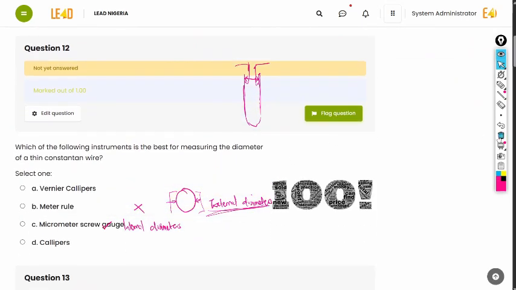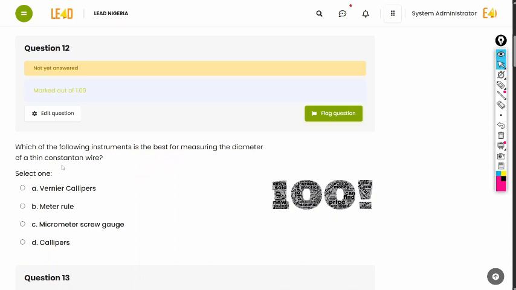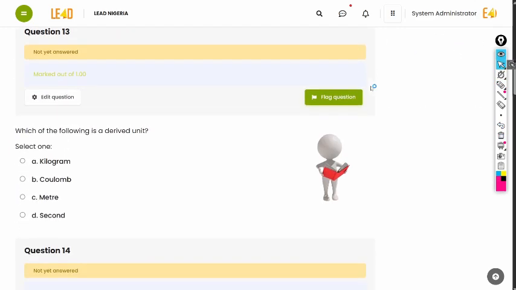Question 12 says, which of the following instruments is best for measuring the diameter of a thin constantan wire? So the correct option for this would be the micrometer screw gauge, right? Again, it has the highest accuracy, and is useful for measuring the external diameters of objects, right? So the correct option is option C. That's for question 12.